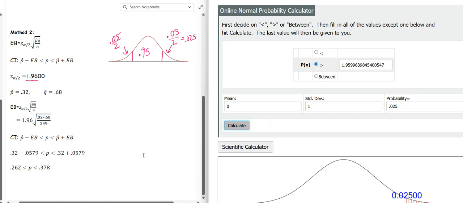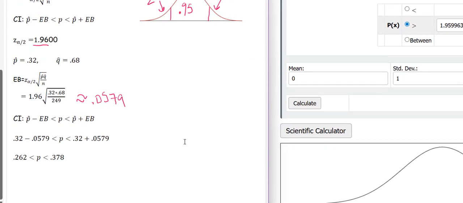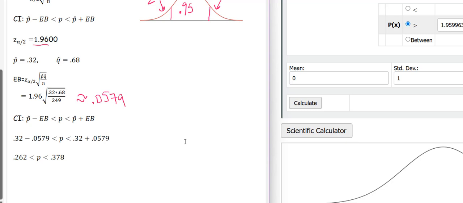After we have that, it's just a matter of putting these numbers into our calculator to get the error bound. The error bound is 1.96 times the square root of 0.32 times 0.68 over 249. And when I do that, I get approximately 0.0579. And so to get my confidence interval, I take that number and subtract it from and add it to 0.32, P hat. And that's what I did here. And I get that interval there. And that's it.